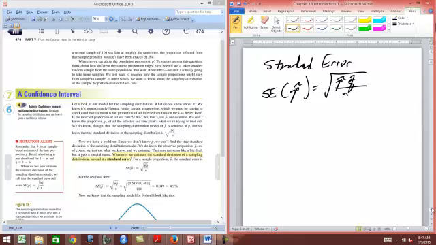Okay, so let's calculate this standard error first, because we need this. So it's going to be root 0.519, as they do in the book here, times 0.481 over 104, and it's about 0.049. Okay, so what are we going to do with this?